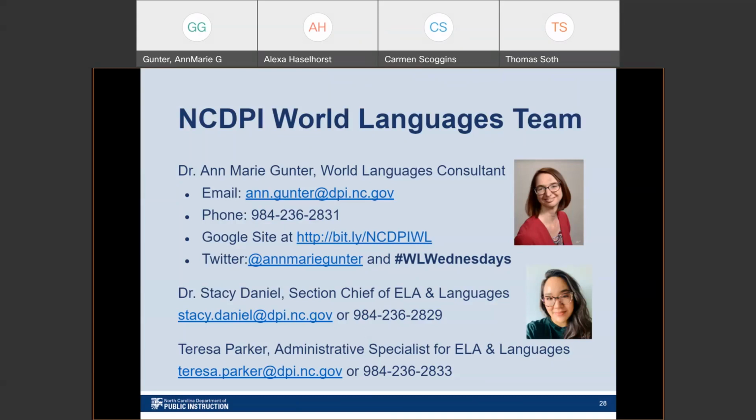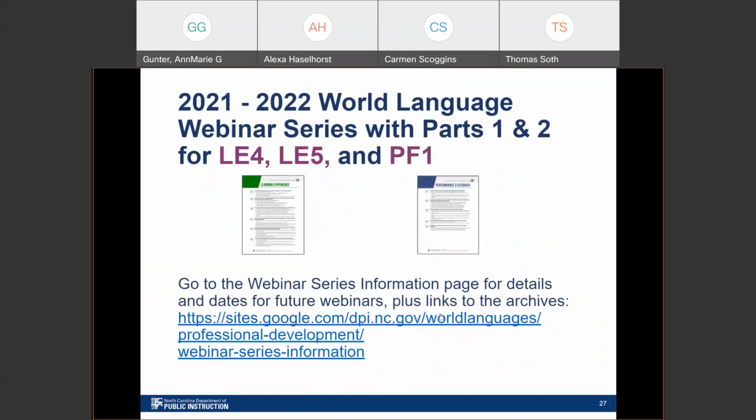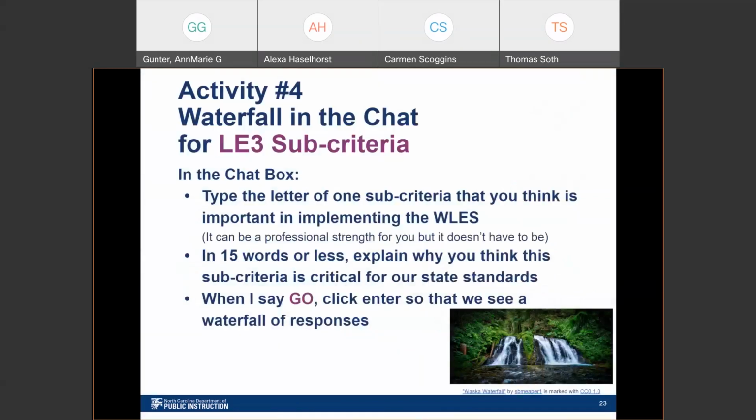All right, well, having said all that, it's time for our waterfall. So I'm going to go back a few slides and ask you to go ahead and put your responses to this question into the chat if you haven't already, so everyone can see them. I hope you're able to share them with everyone. We tried to set the settings up so you could do that.